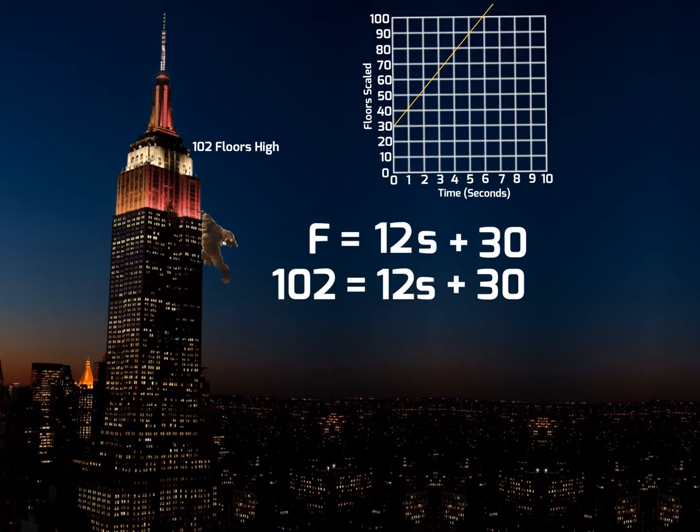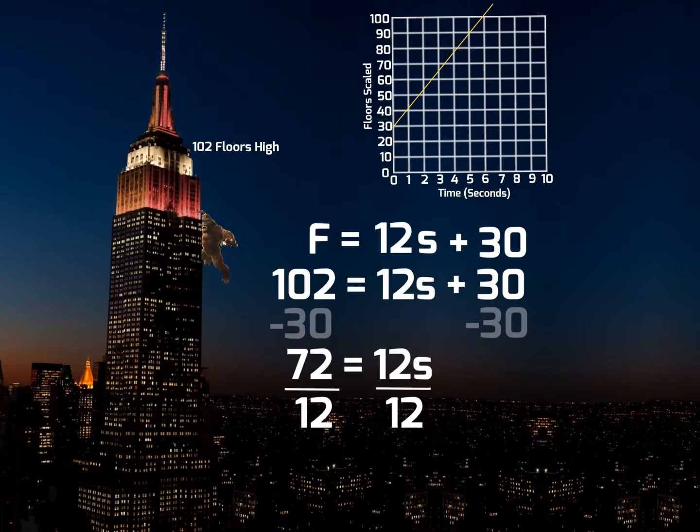Let's take away 30 on both sides, which simplifies our solving to having to figure out how many seconds it takes to go that additional 72 floors from where we started. Divide the 72 by 12, and we find out that it would take 6 seconds to make it to the top from where we started.